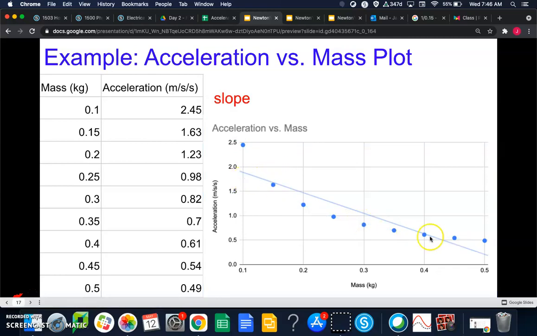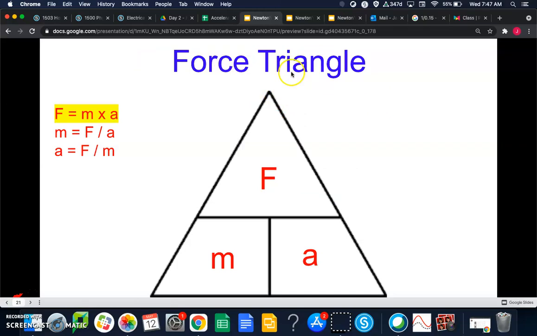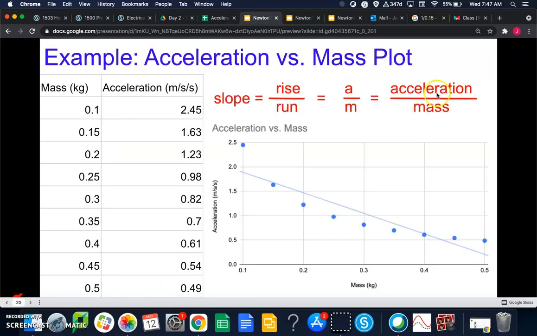So going back to this graph, if we take a look at the slope, remember slope is rise over run. Well, in this case, our rise is our acceleration because that's on the y-axis, and our run is our mass, that's on the x-axis. So acceleration over mass. Well, if we jump to our force triangle, we can see that the ones where we have acceleration and mass on the same side, they're multiplying by each other. Here they're dividing, acceleration divided by mass.